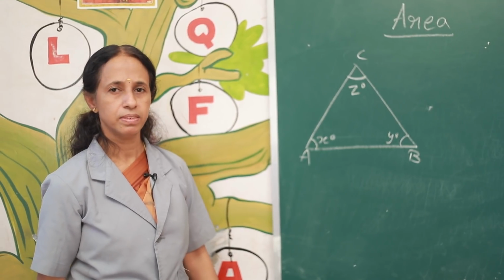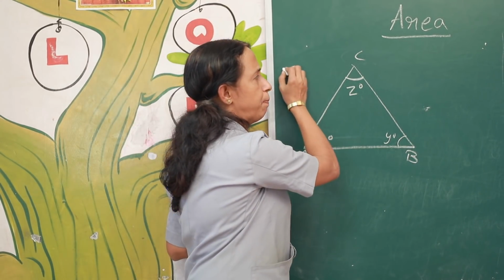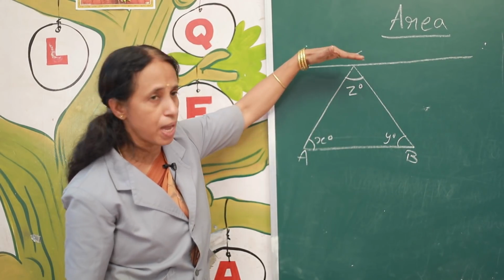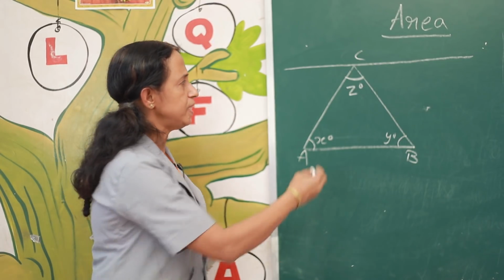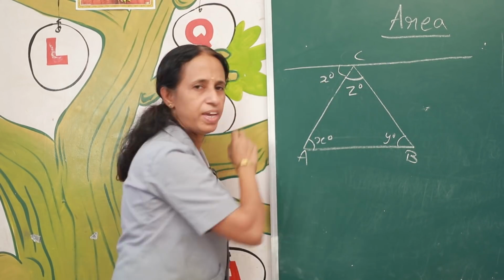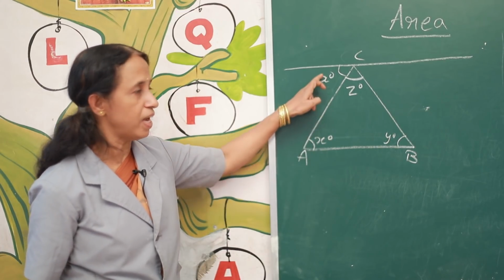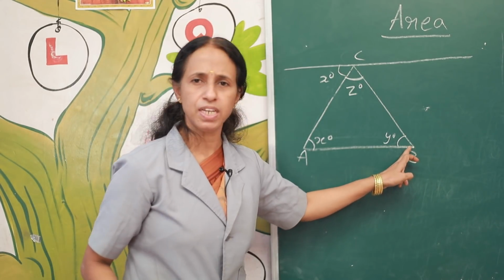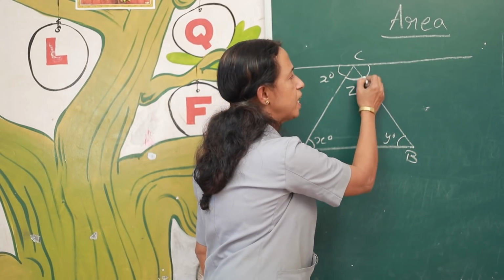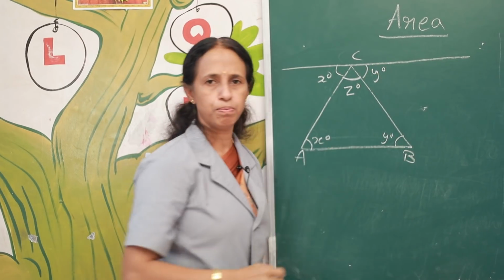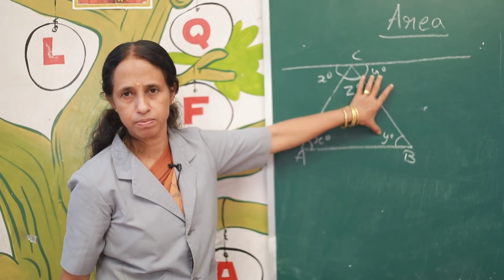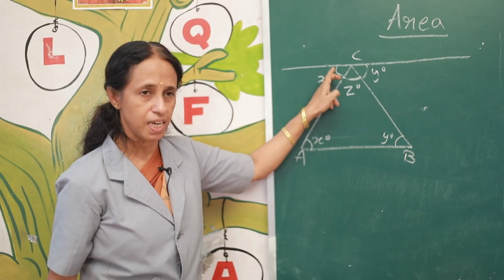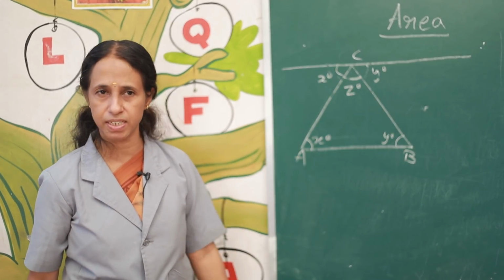Draw a line parallel to AB through C. This angle is x degree. Why? Because these two angles are alternate angles. The angle at B is equal to y degree. What is the measure of this angle? This angle is also y degree because these are alternate angles. We know that this is a straight angle. The measure of a straight angle is 180 degree.